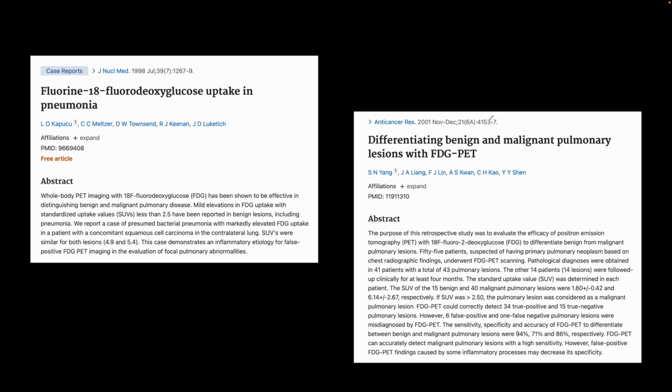These are two related articles. One of them is an old case report showing FDG uptake in pneumonia, and the other one is on differentiating benign and malignant pulmonary lesions with FDG PET.